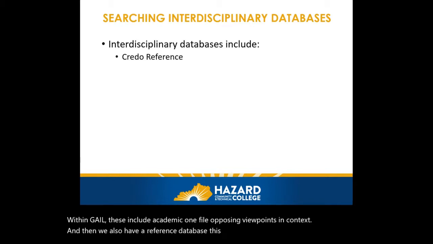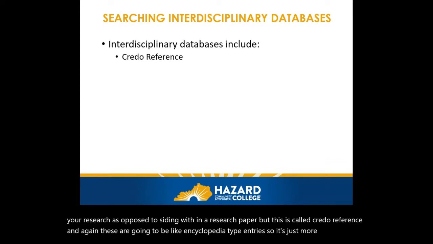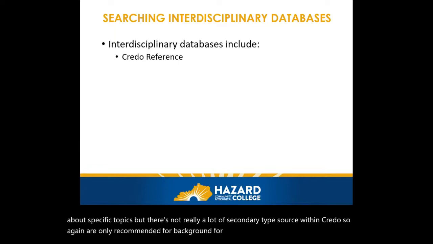This is more for background information for your research as opposed to citing within a research paper. But this is called Credo Reference. And again, these are going to be like encyclopedia type entries. So it's just more for learning about specific topics. But there's not really a lot of secondary type source within Credo. So again, I only recommend it for background for your topic.